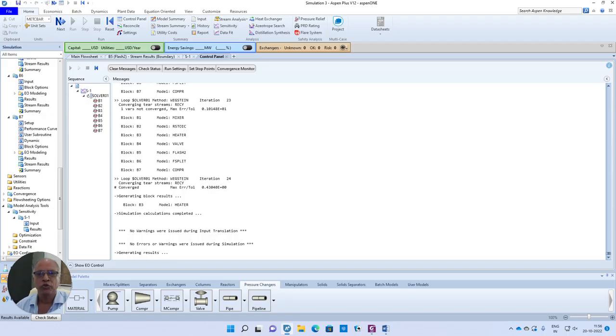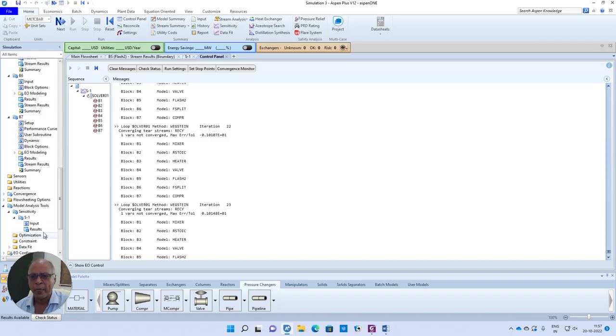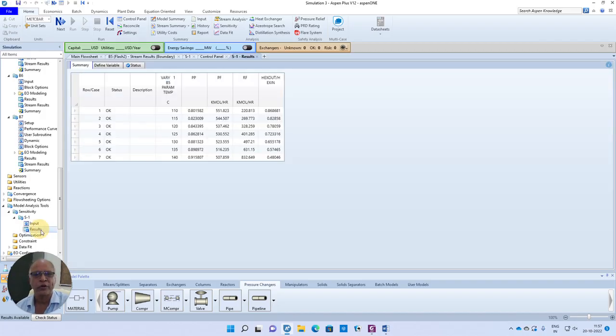Now you can see there is already a loop of calculations in order to converge your recycle. In addition to that, for every temperature that I am using in the sensitivity, this recycle loop should come to a convergence. So you can see the various calculations that are done. Anyway, you can have a look at the results of your sensitivity.